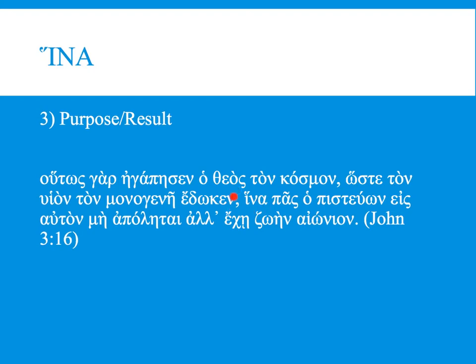Why? In order that, so for the purpose that each one who believes in him might not perish but have eternal life. But also, he gave him with the result that each one who believes in him might not perish but have eternal life. The purpose and result notion is not clearly defined, and it seems that we have both, and I think that's okay. And so in John 3:16, and so does Wallace in his categories.